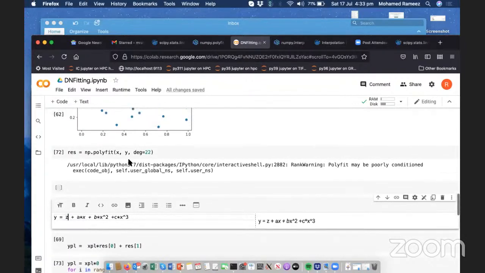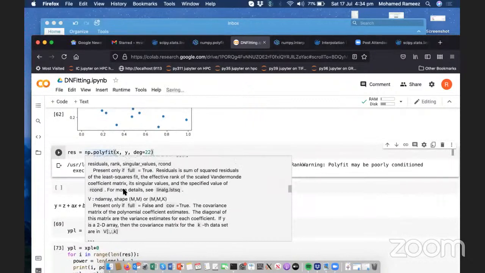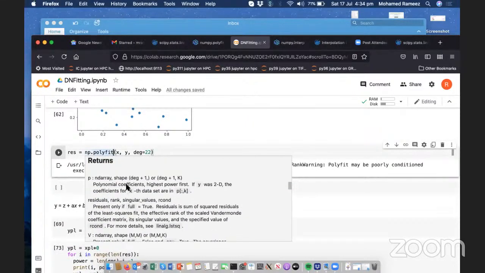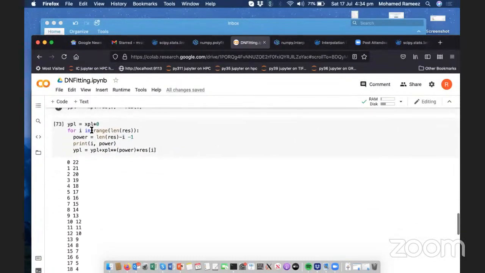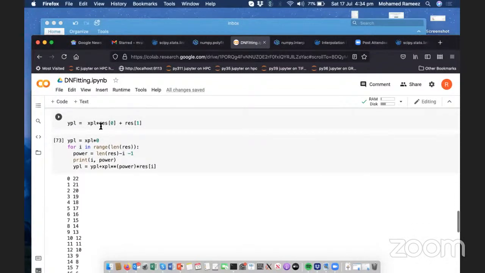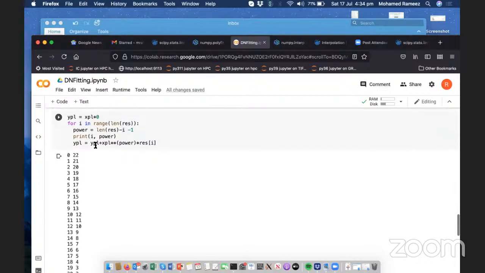Now, your function polyfit tells you that what it returns is the polynomial coefficients, which means it is giving you the values of the coefficients a, b, c, etc. And the highest power is first. So when I want to evaluate a polynomial of a given shape, I need to raise x to the highest power first.